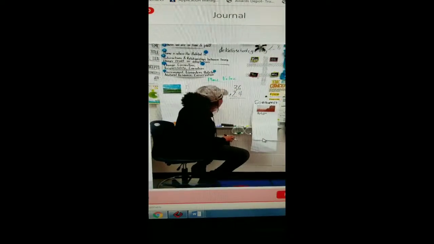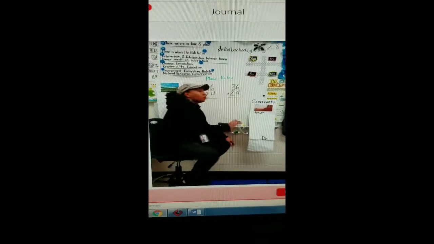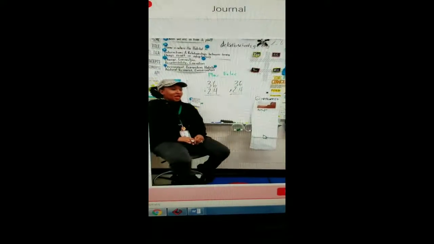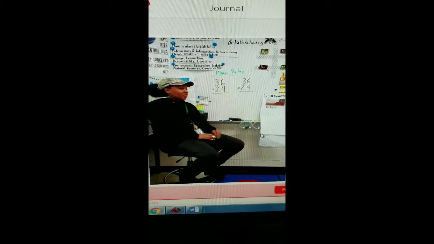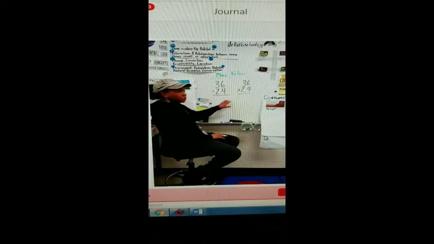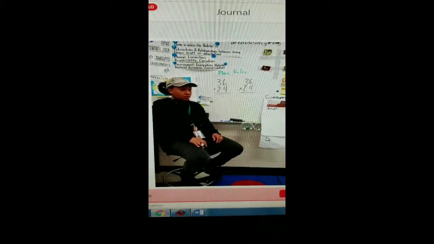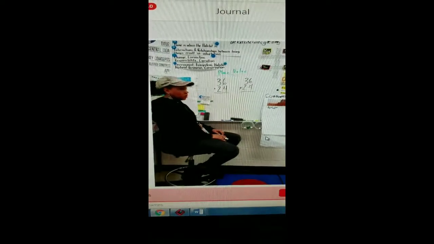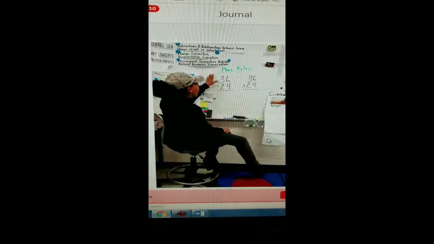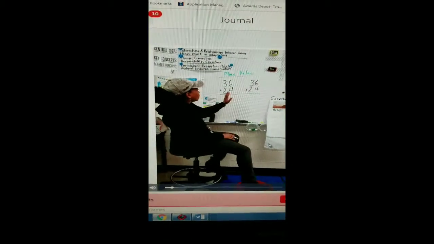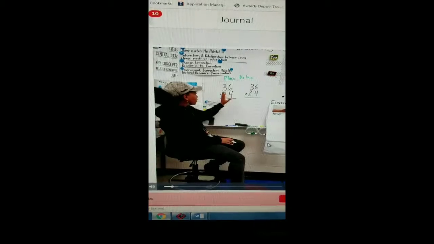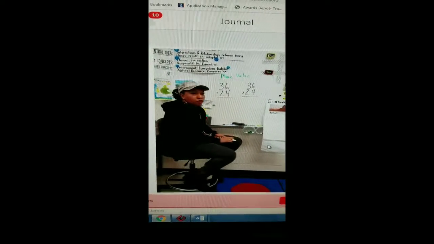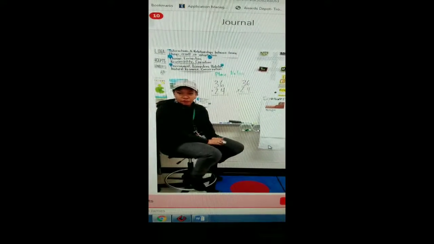So we're going to make a comparison between addition and multiplication. We've already talked about this. We've established that there is a connection. What's the connection between these two? Jackson? They both use place value, right? So let's start here. 36 plus 24. What do we need to do first? Sophie?